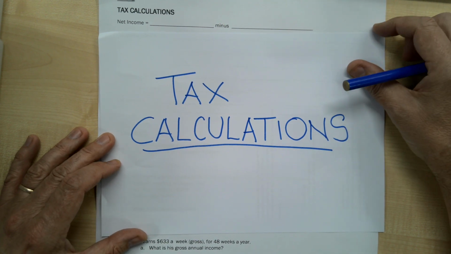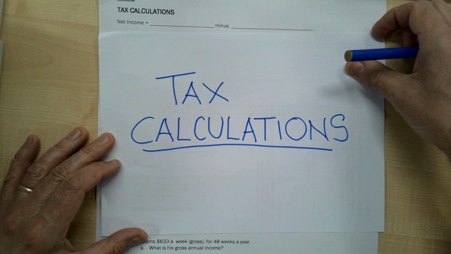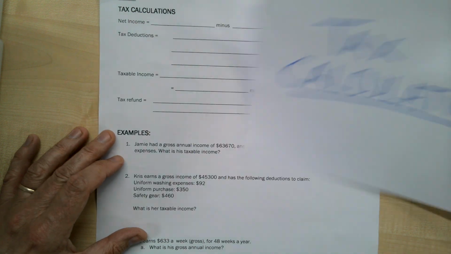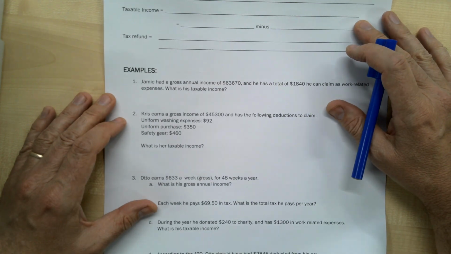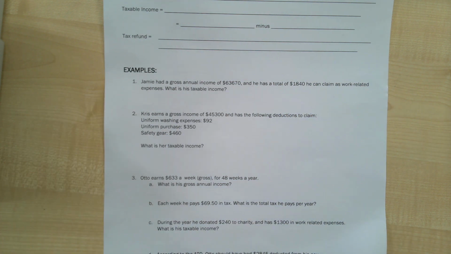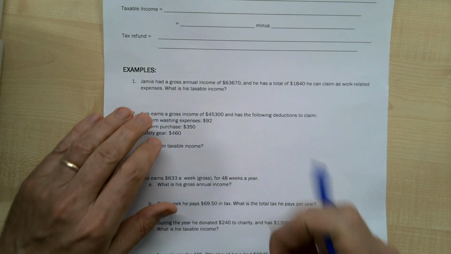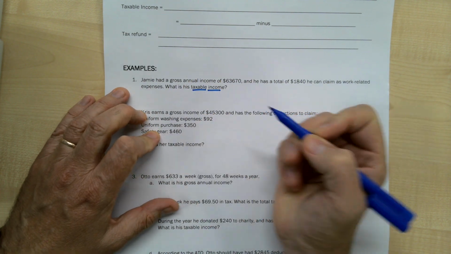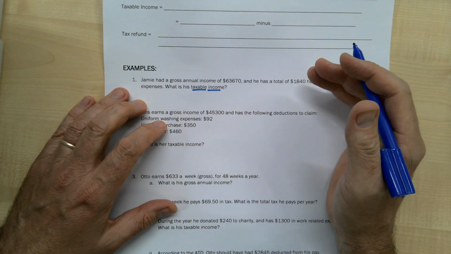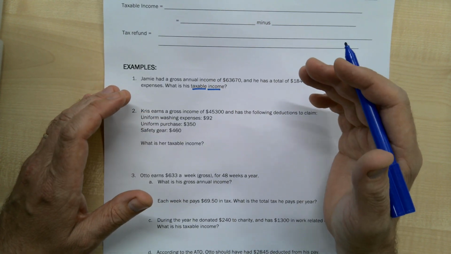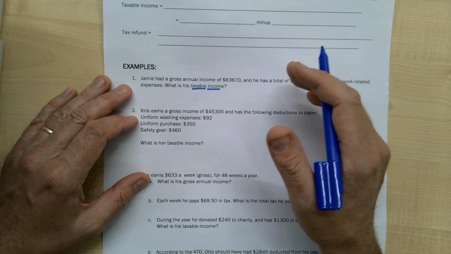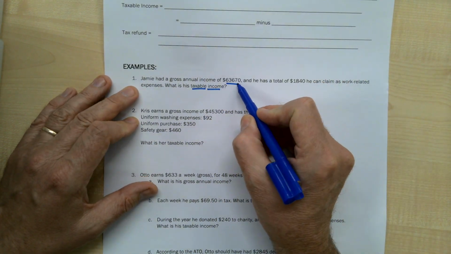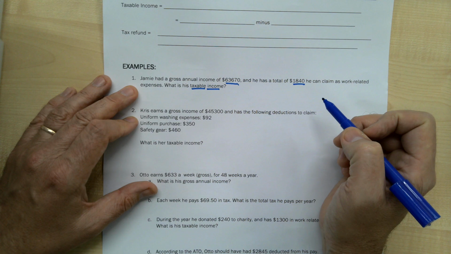Right, year 11s, we're going to look at the basic calculations that are involved with tax. Okay, so we're looking at the examples, and this is on page 30. So we've got this concept of taxable income. Remember, taxable income is essentially the amount that is used to calculate all the taxes. And it's the gross minus the deductions.